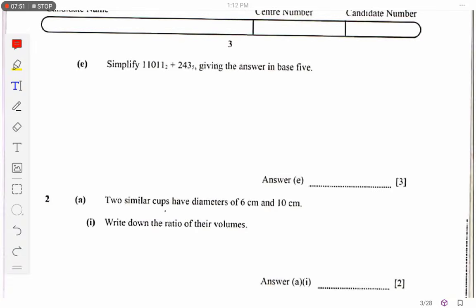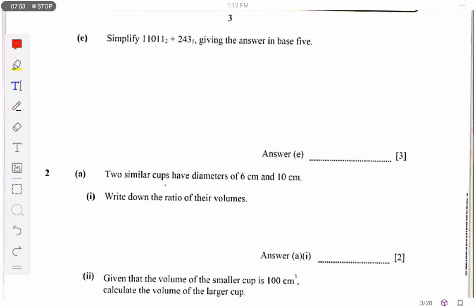Let's move on. Okay, we are now on number bases. They are saying add 11011 base 2 and this one in base 5. So what you do when you have such a question, and remember the answer is saying in base 5, it is easy for us to convert this number here to base 5. Then we add them together. The process of changing that base 2 to base 5, you go via base 10 first. Then from base 10, you go to base 5.